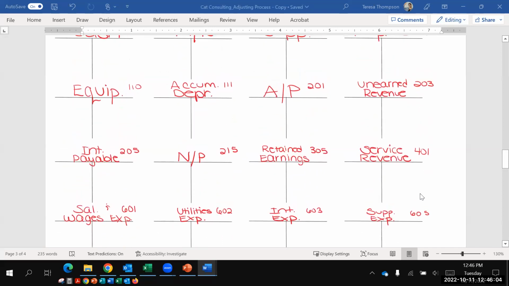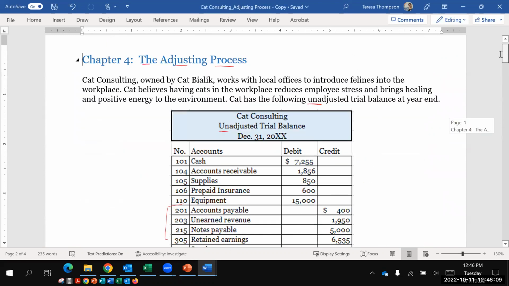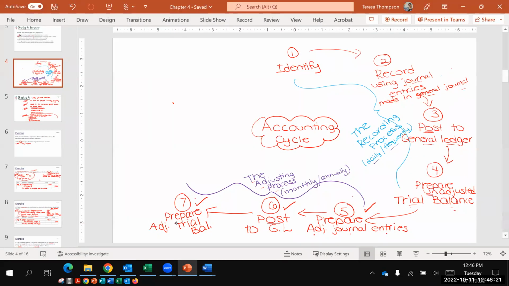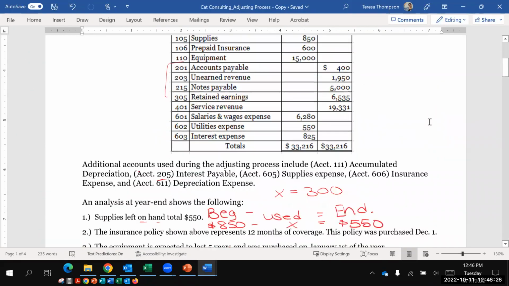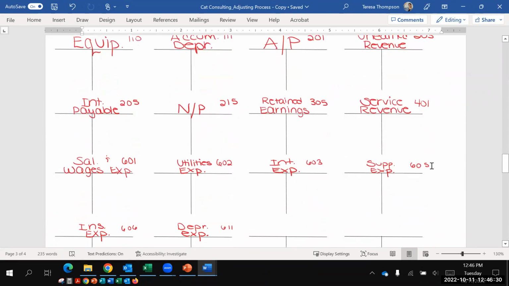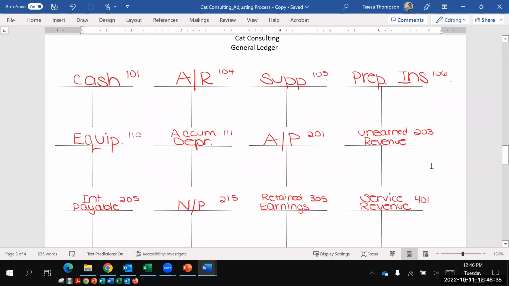All right, I've opened up the rest of the T accounts. And again, I took it straight from the unadjusted trial balance and the additional accounts below. And I kept it in numerical order by chart of accounts numbers, because that's going to make our life easier when we get to this 7th step of preparing the trial balance. Okay, so I've just set up the T accounts. I haven't put in any of the beginning balances yet. Okay, so make sure yours agree. If you got them a little out of order, that's fine. You can draw a little arrow or something like that.